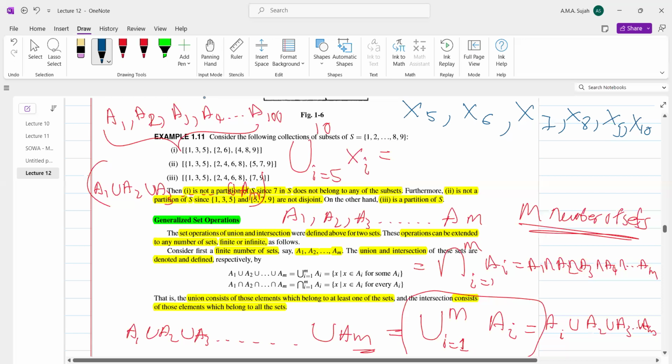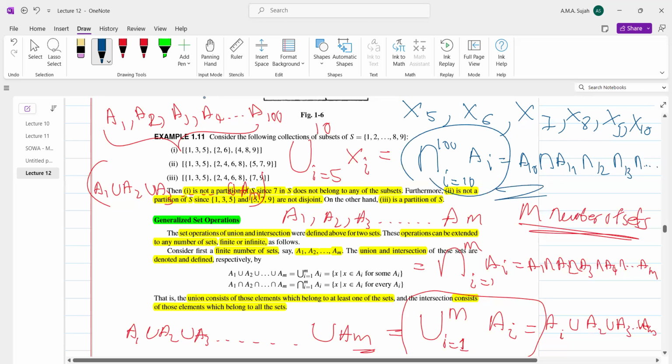Similarly, intersection of Ai, i equal to 10 to 100 means A10 is one set, A11 is another set, A12, A13, A14. They are the sets. Among all these sets, we have the intersection, right? Likewise, it goes on until the end. This is a short form of the sets, and we can generalize set operations.